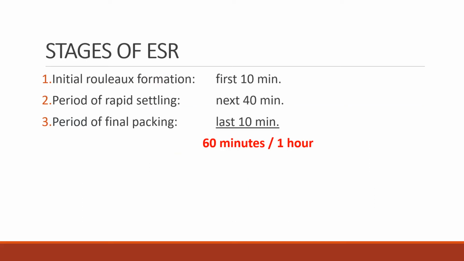Now we go to the stages of ESR. There are 3 stages for the settling of our red blood cells, and it starts with the initial rouleaux formation for the first 10 minutes, followed by the period of rapid settling which happens in the next 40 minutes, and finally the period of final packing which happens in the last 10 minutes of standing the sample. In total, the stages of ESR would take effect for 60 minutes or 1 hour.